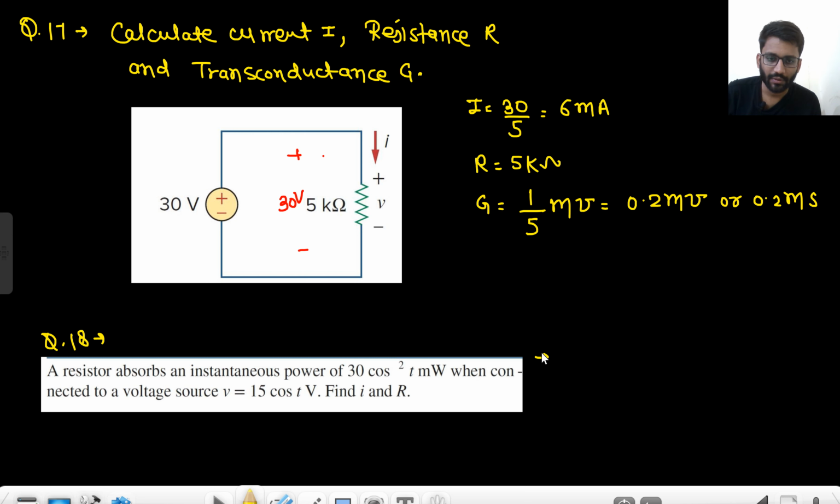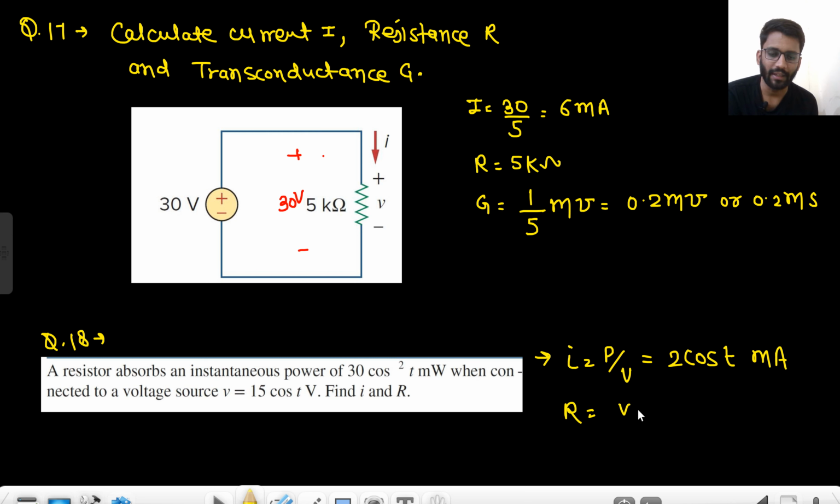Okay. Now this question. A resistor absorbs an instantaneous power of 30 milliwatt, and the voltage is given. Now you need to find the value of current. Current will be P by V, because P is equal to VI. So 30 cos square omega t by 15 cos t, so it will be 2 cos t, right? And the value will be in milliampere, because milliwatt by volt gives milliampere.